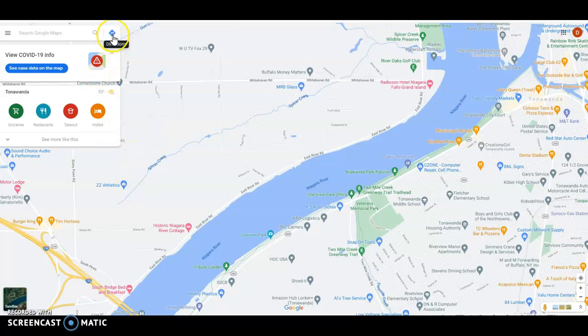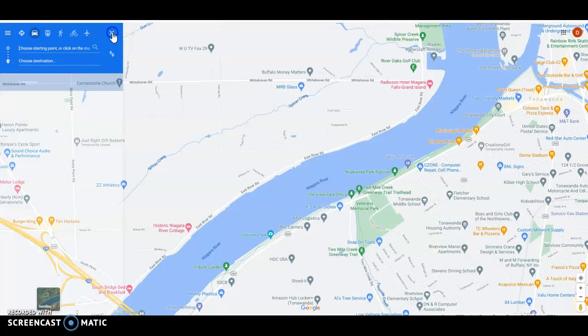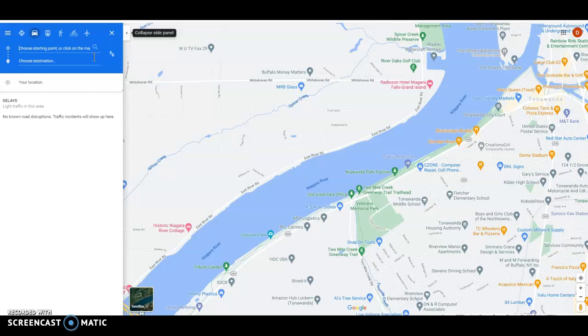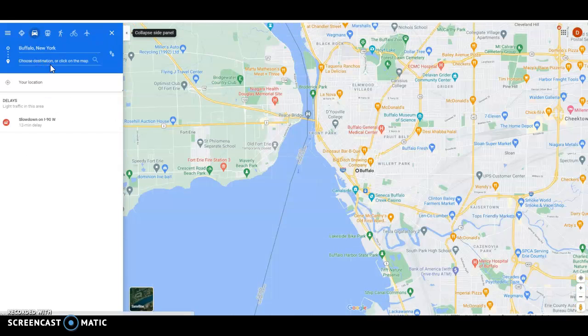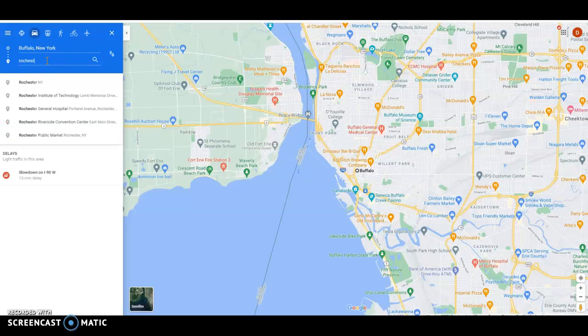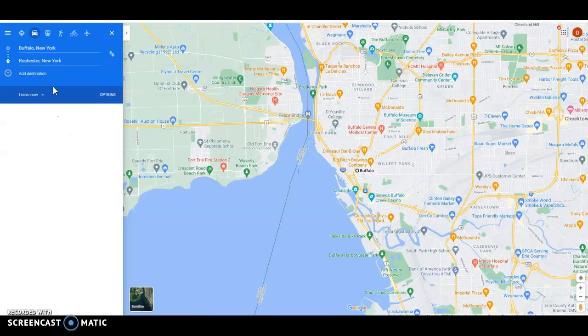What we're going to have to do is come right over here to this little arrow at the top here, and it says directions. If you click on that, it lets you put in your starting point. So we're going to say Buffalo, New York. And then my first destination is Rochester. So that's what I'm going to write in my space right below. So I'm going to go from Buffalo to Rochester.